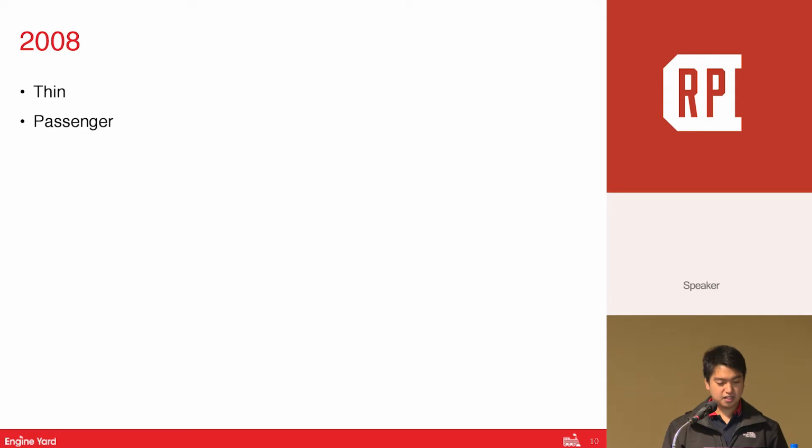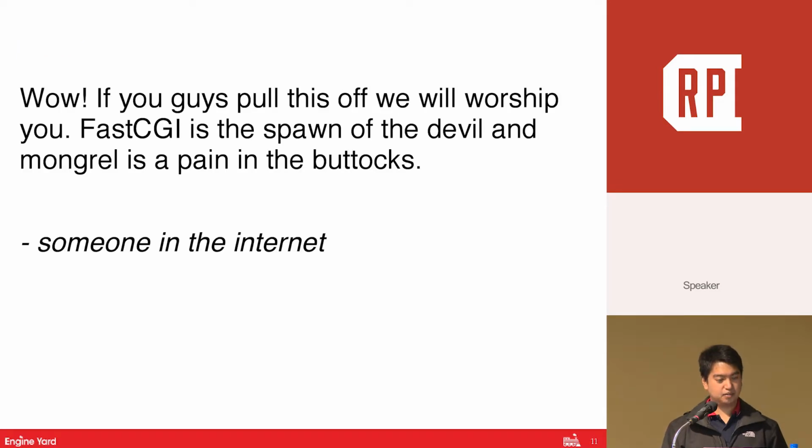When it was announced, I saw this comment: "Wow, if you guys pull this off, we will worship you. FastCGI is the spawn of the devil, and Mongrel's a pain in the buttocks." This just shows how much easier they made deployment, but it's a bit unfair to Mongrel because it really changed things.